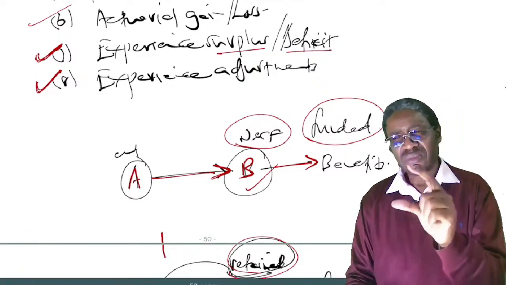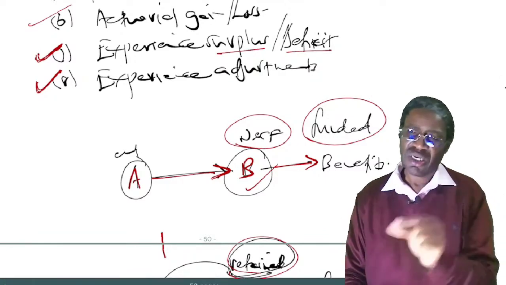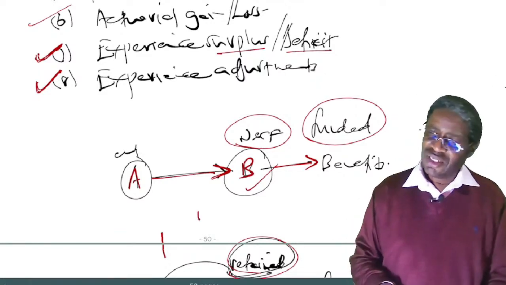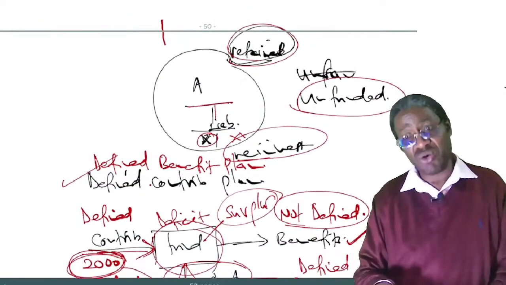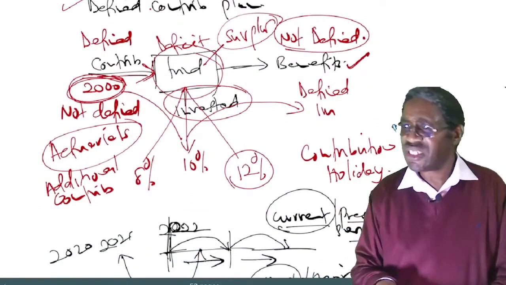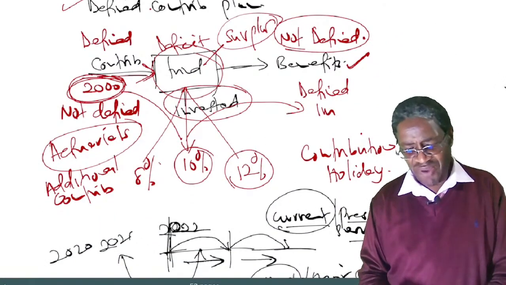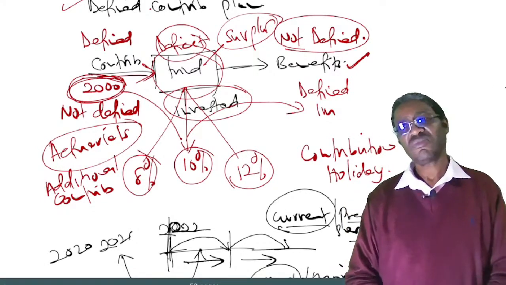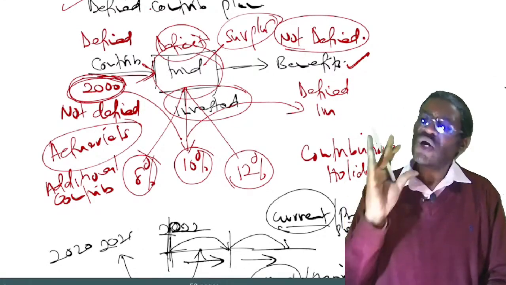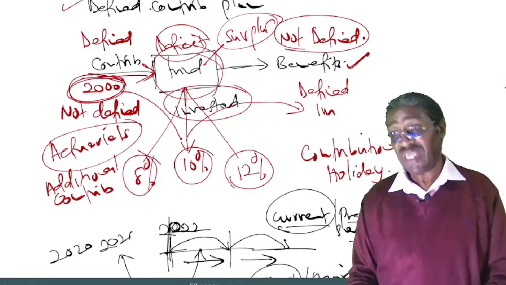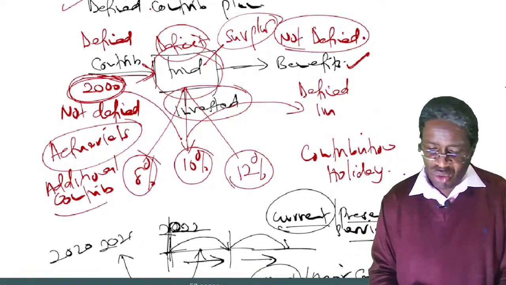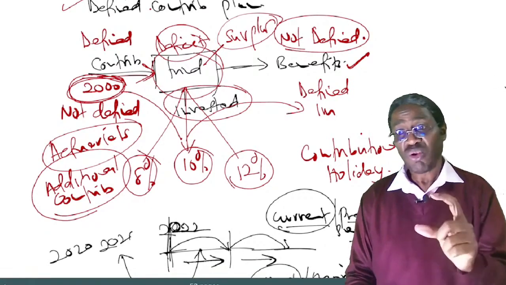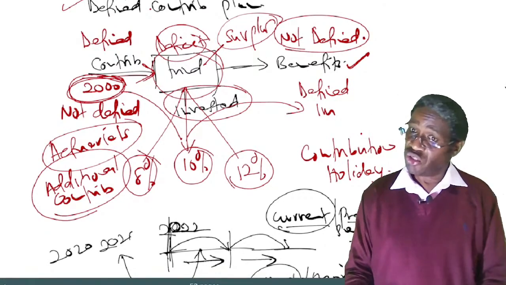From the term experience adjustments, you should be able to say something. Listen, we have already agreed a short while ago that if I was projecting to earn 10%, and now my fund is earning 8%, our fund will have a deficit. Then I asked you, how do we correct for that scenario? We said, the employer will be required to do what? To bring in additional contribution. The employer will be required to bring in additional contribution.